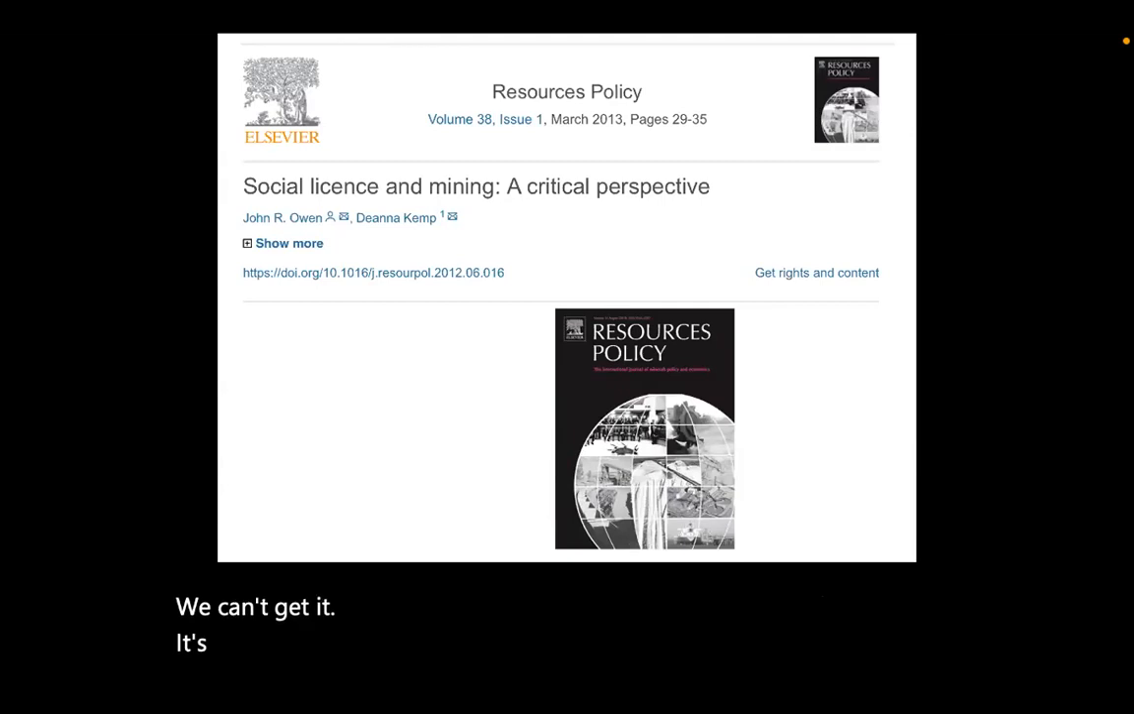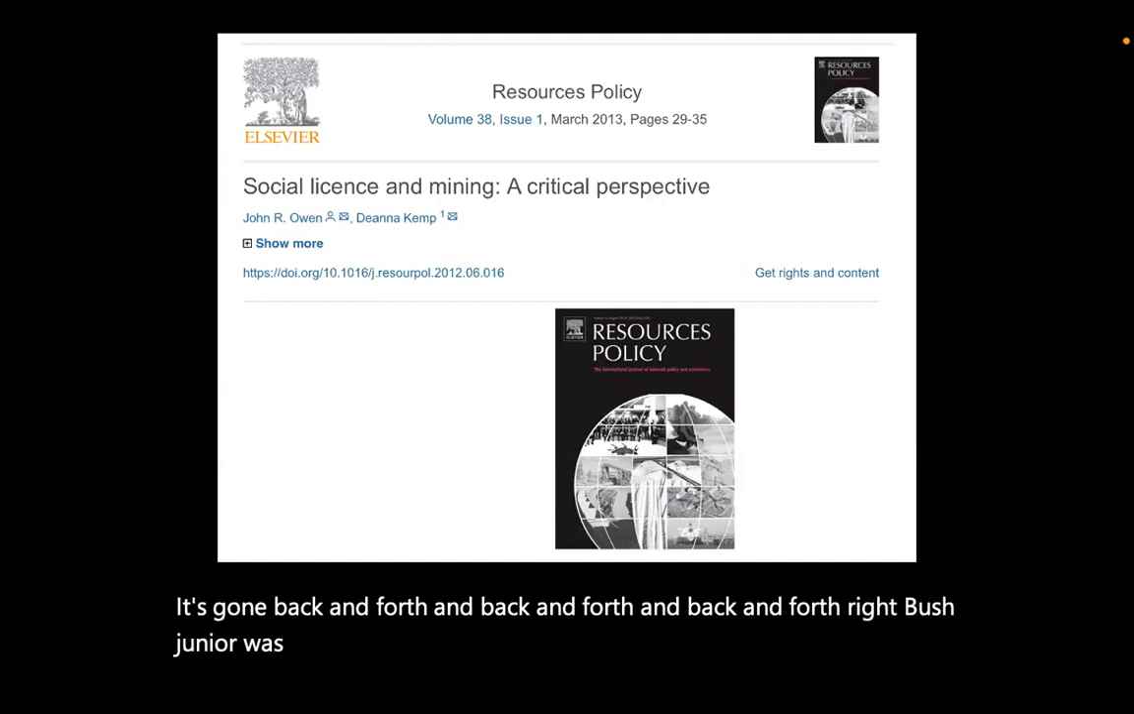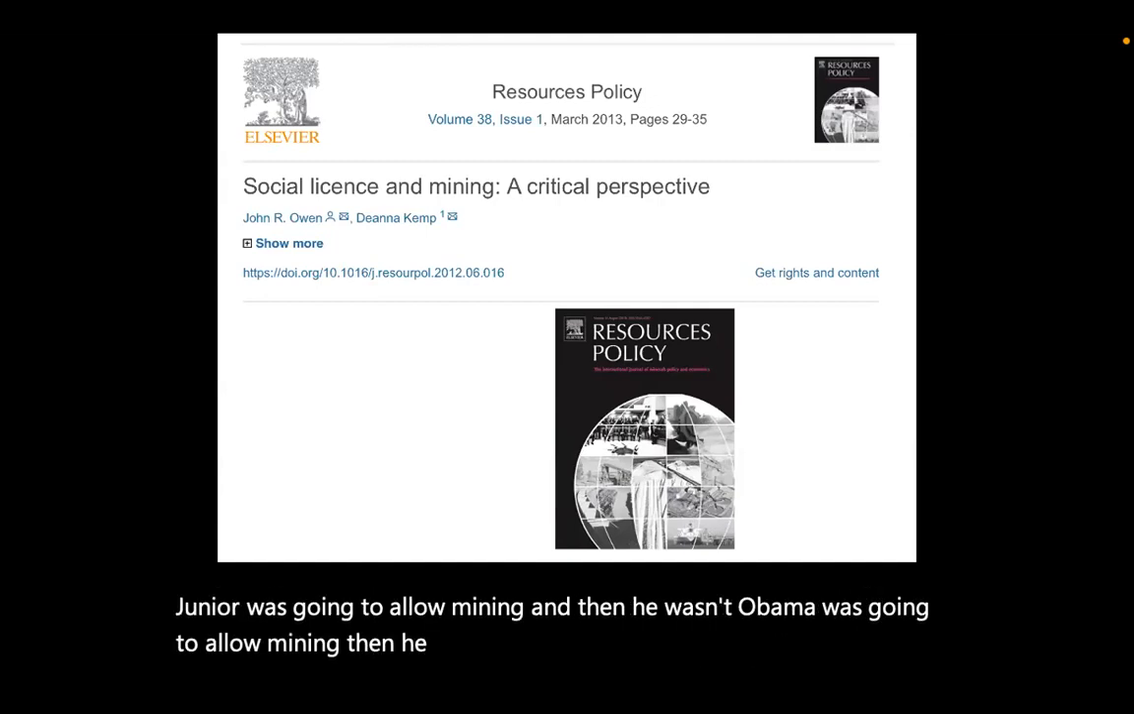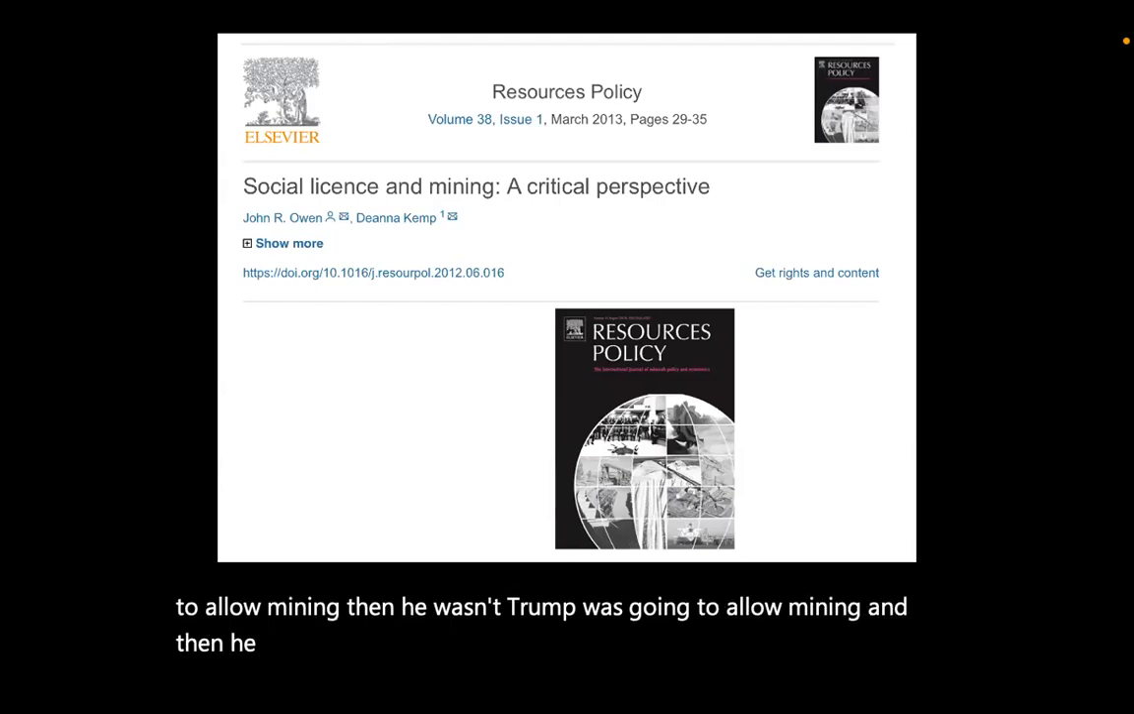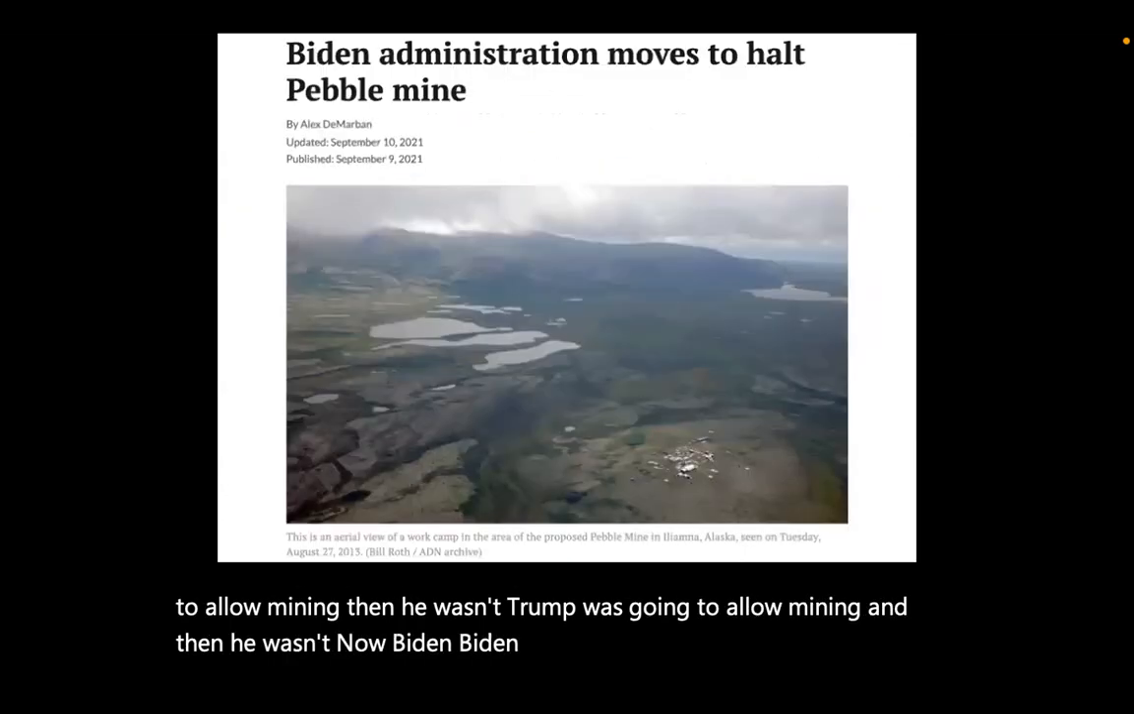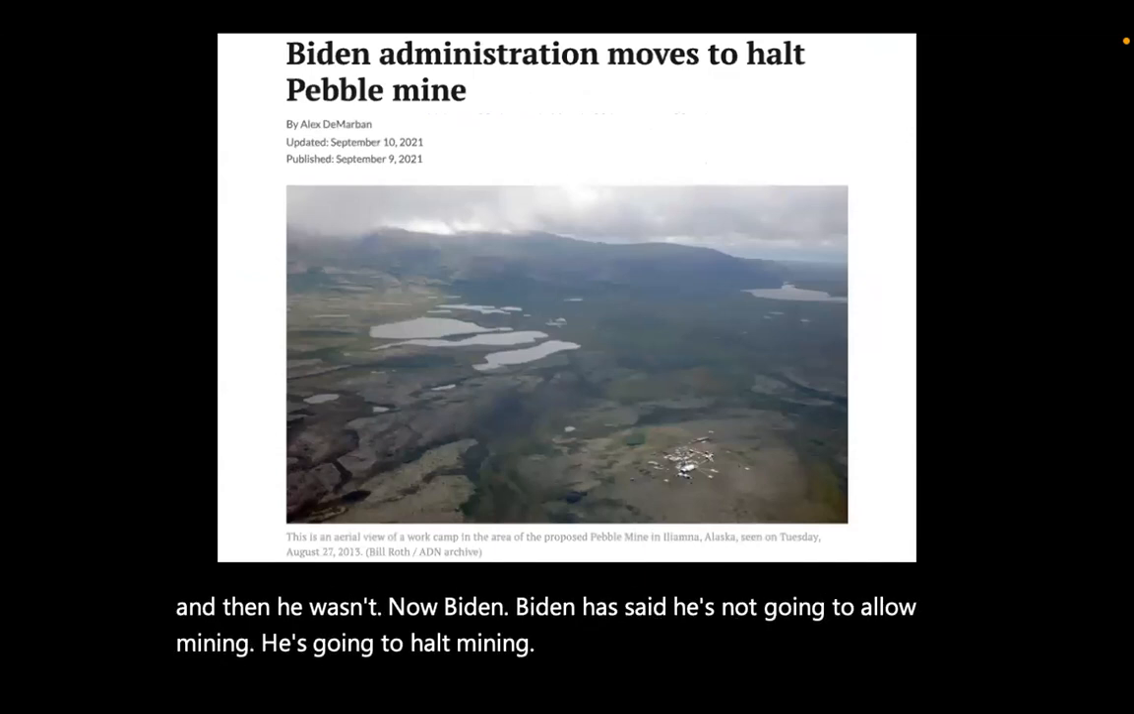It's gone back and forth and back and forth and back and forth, right? Bush Jr. was going to allow mining and then he wasn't. Obama was going to allow mining, then he wasn't. Trump was going to allow mining and then he wasn't. Now Biden has said he's not going to allow mining. He's going to halt mining, right?